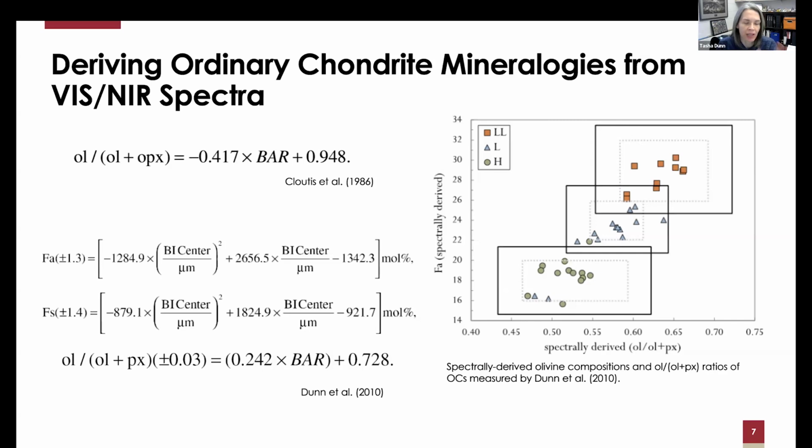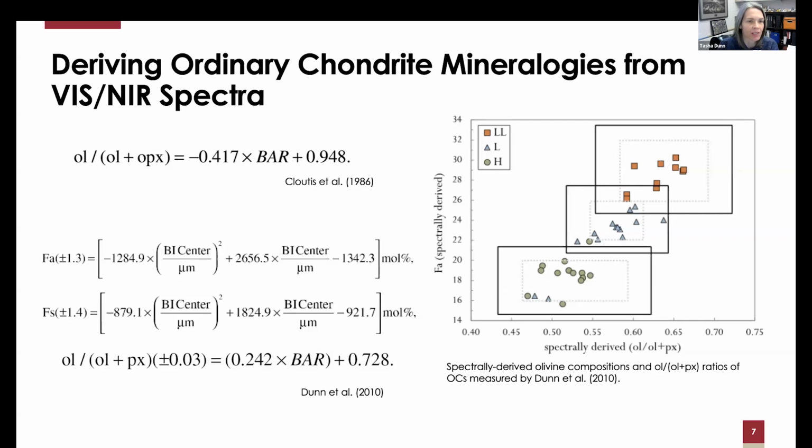Some other examples, just in between: in 2002, Gaffey devised formulas for determining pyroxene compositions. And I've got some formulas here from Dunn et al. It's actually Dunn et al. 2009, not 2010. I clearly can't remember when I've written things.